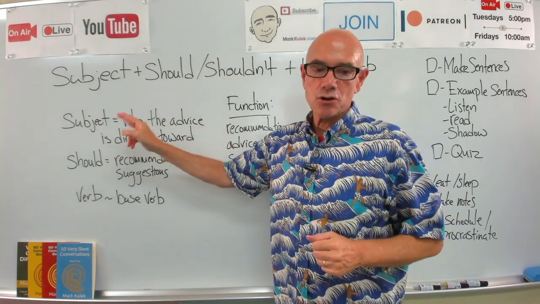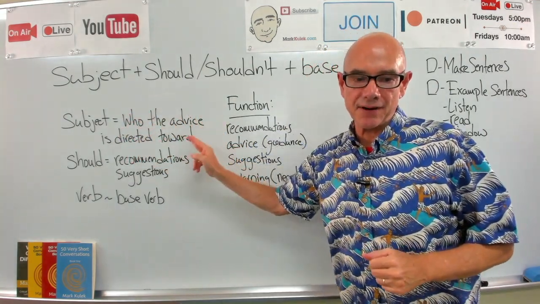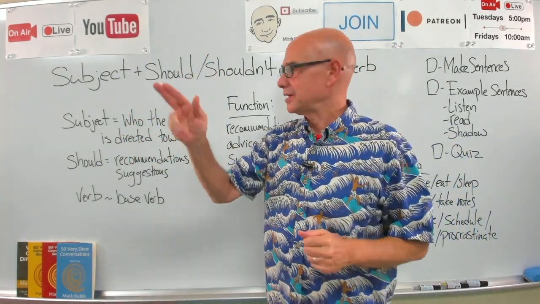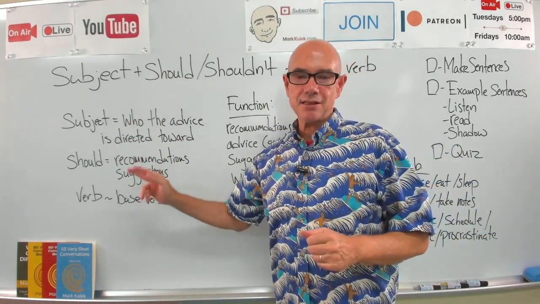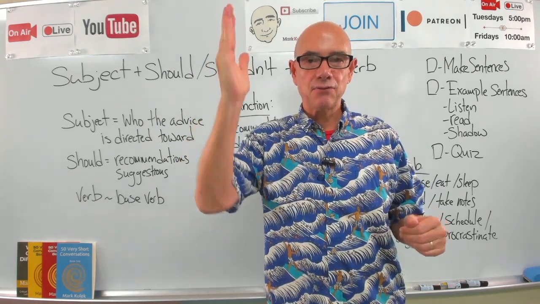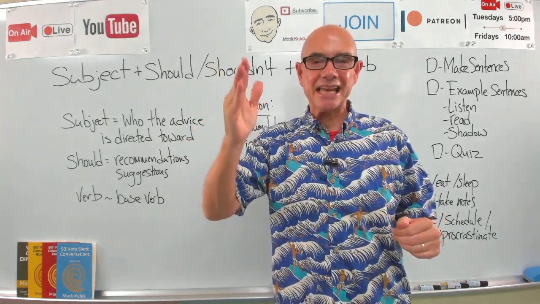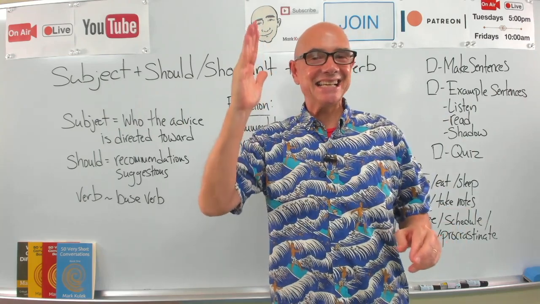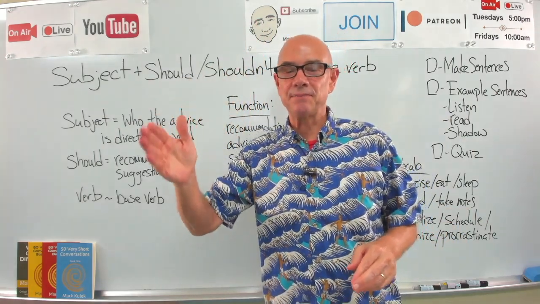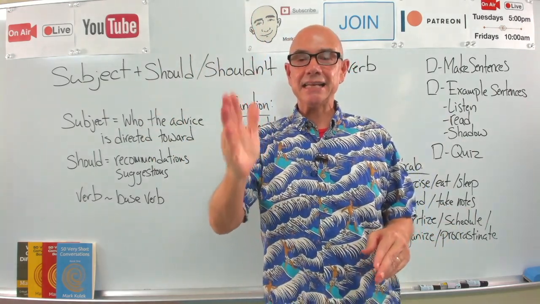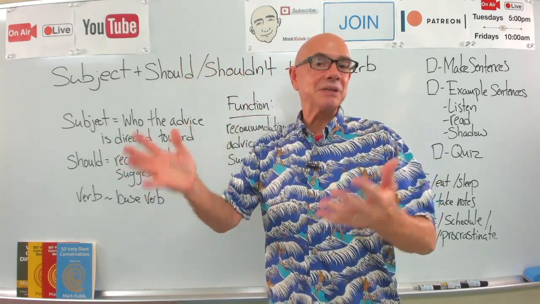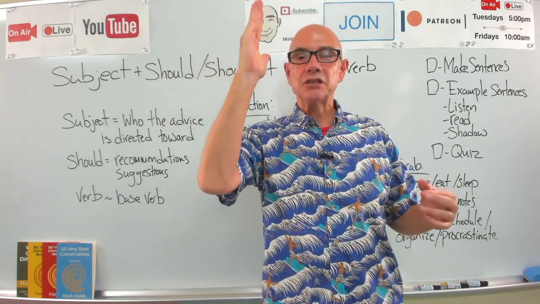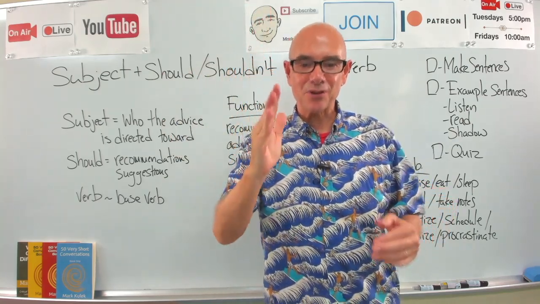The subject, who the advice is directed toward. Should, recommendation, suggestions, and the verb is in the base form. That is, it is not conjugated. It is not put in the past. It is not put in the present progressive. For example, play. That is the base verb. We don't say played or playing. We're just going to use play, the base form, okay?